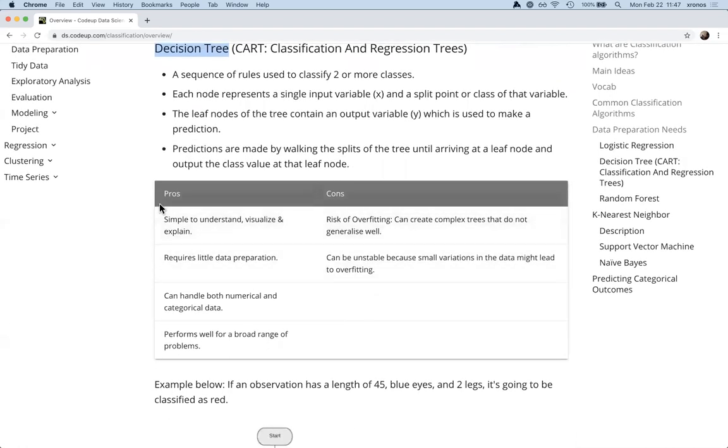The pros of a decision tree: very, very simple to understand, very simple to visualize, not as much data preparation as some of our other models. Pretty good performance. There is a high risk of overfitting, and overfitting is the process of where the algorithm performs better on training data than it does on out of sample data. So overfitting is something to be mindful of.